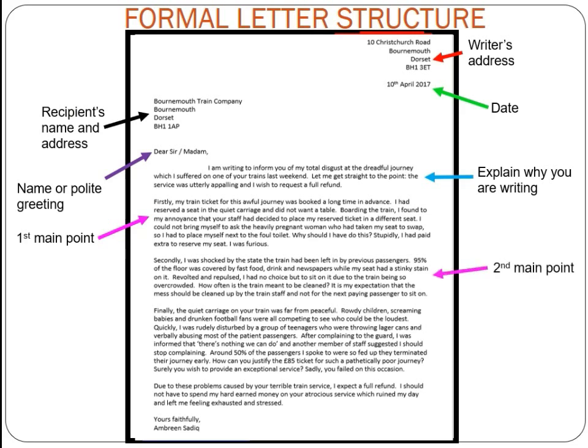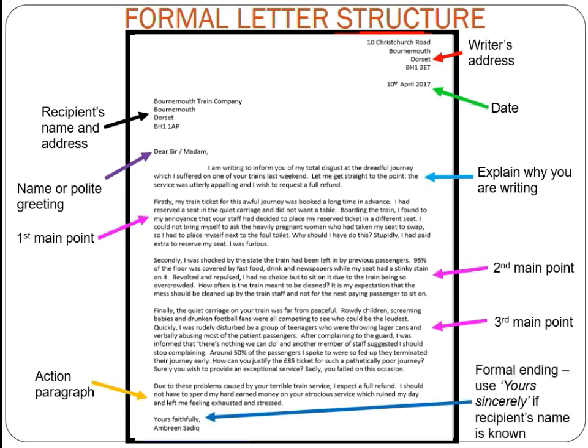Then again I'm going to do 4 or 5 sentences on my second main point, which is that the train was really messy. Then again I'm going to do 4 or 5 sentences on my third main point, that the train was meant to be quiet, but it was really, really loud. And then in my action paragraph, I'm saying that I want a full refund. That's what I want to happen from this letter. Then because I did Dear Sir or Madam, I put Yours faithfully, and then I did my name.